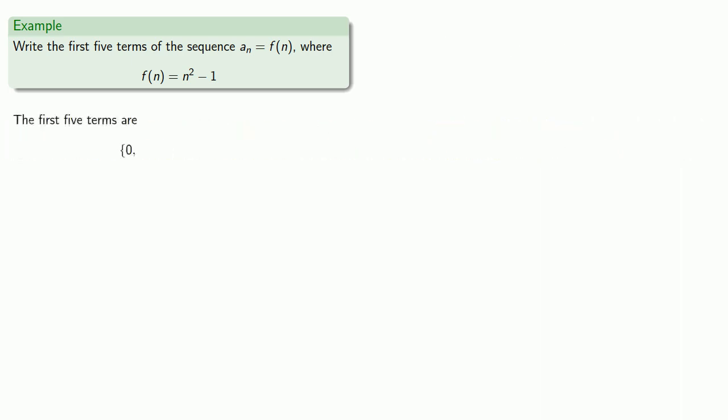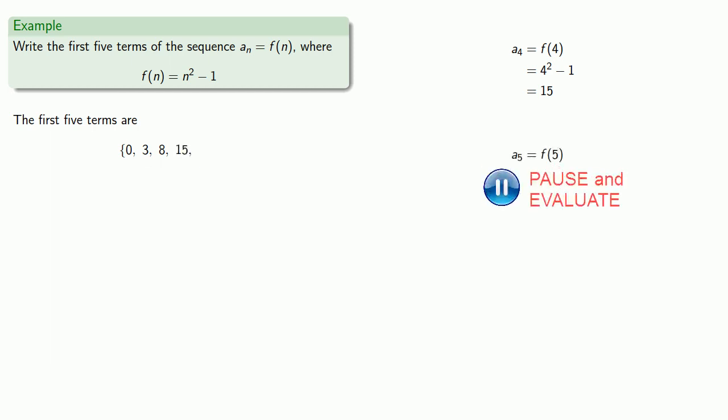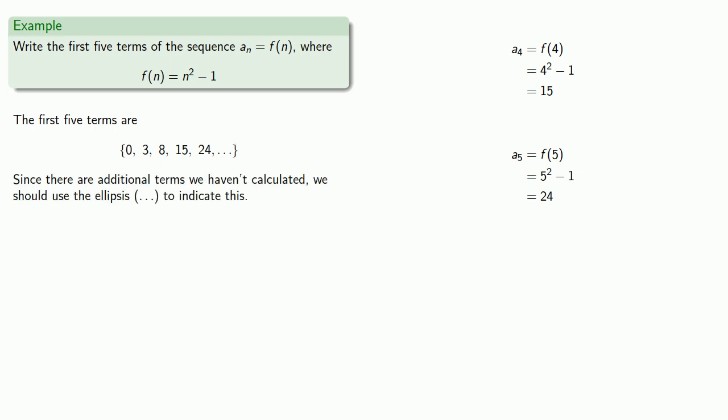A2 is my function evaluated at 2, for A3, I'll evaluate my function at 3, four, and 5. So this gives me the first five terms of the sequence. Since there are additional terms we haven't calculated, we should use the ellipsis, the dot dot dot, to indicate this.